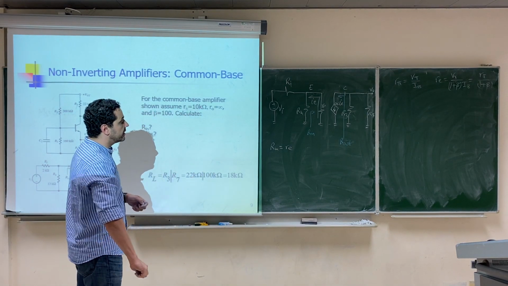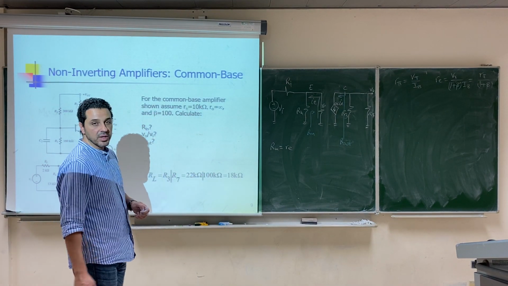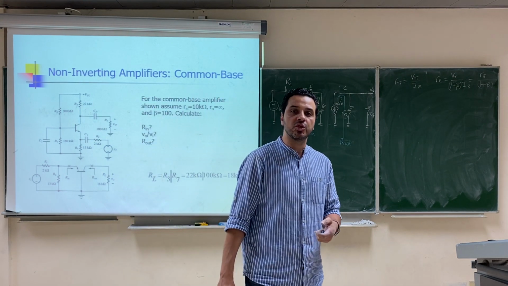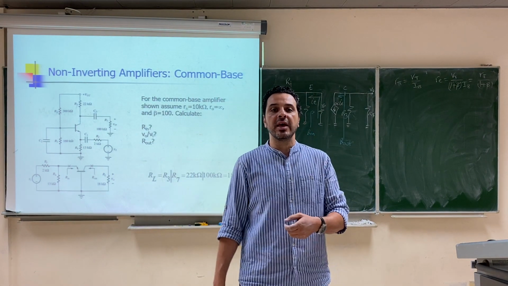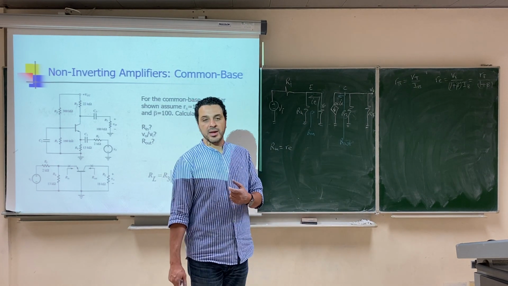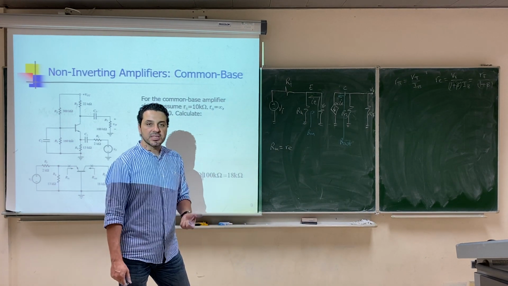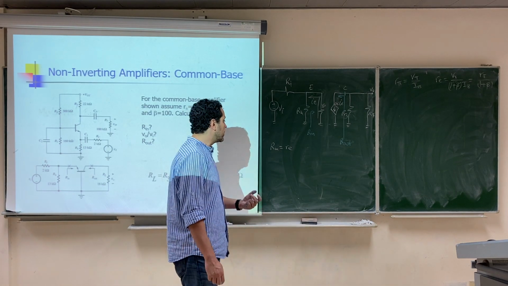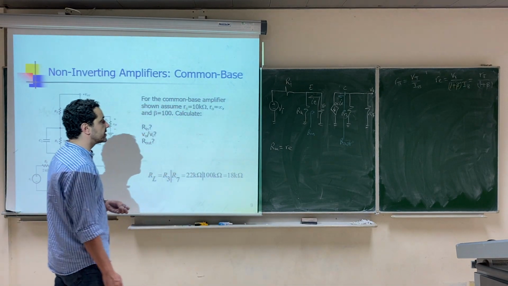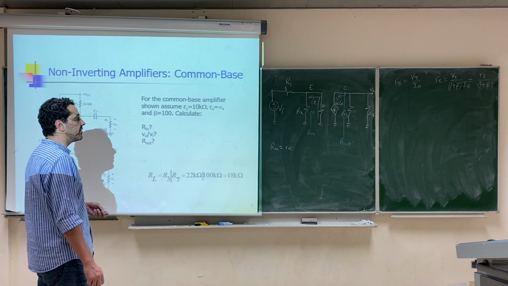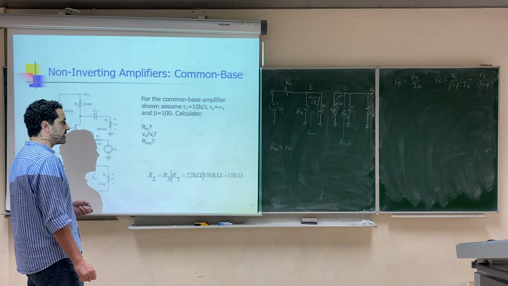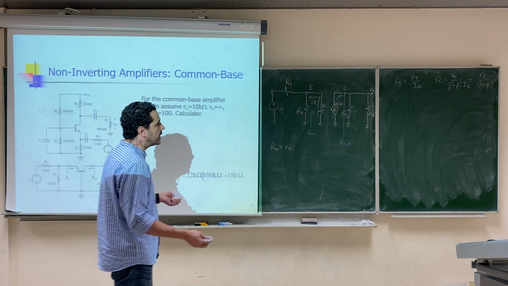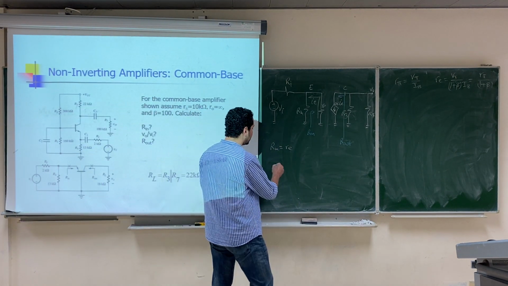So R input here equals Re, a very small resistance, which is again bad. This is a disadvantage because usually for any amplifier we want the input resistance to be high. Here, as we noticed from this example and the previous example, the input resistance is low, right? So this is a disadvantage of this kind of amplifier, the common base amplifier. Okay. Next, we need to calculate V output over V input. So again, V output equals what?